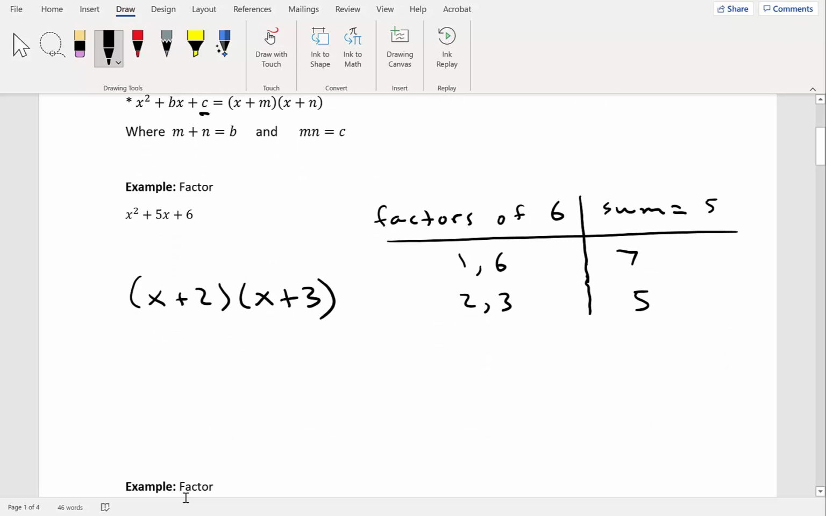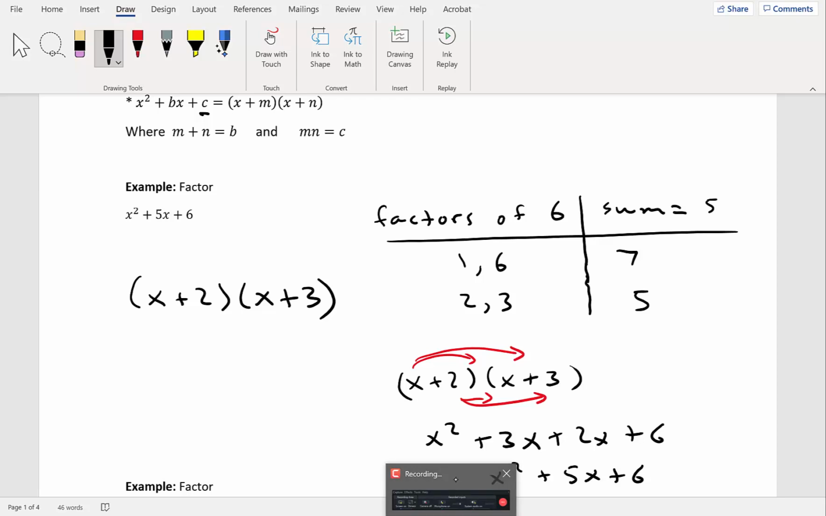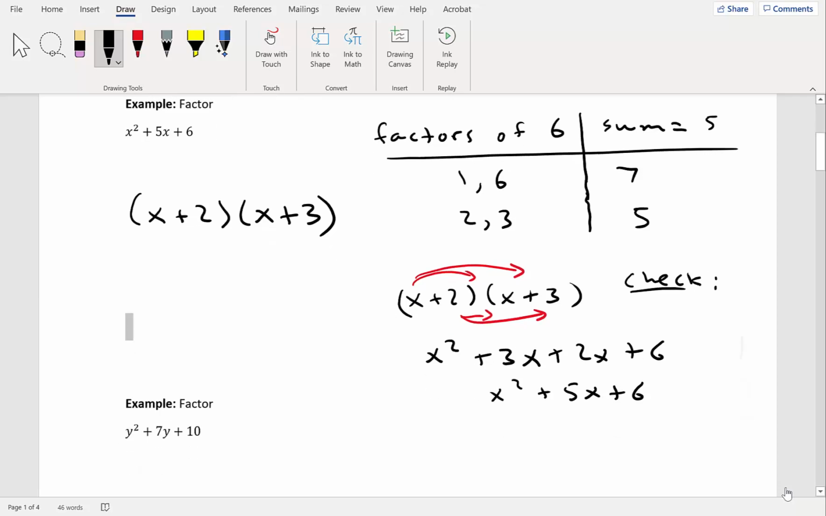And remember, whenever you want to check your solution, you can always multiply it back out. So if I go ahead and multiply this out, I have x times x and then x times 3. So I'm going to distribute out that x. This gives me x squared plus 3x. And I'll take the 2 and distribute that out. So 2 times x, I get 2x, and 2 times 3, I get 6. Now I can combine like terms, and I get x squared plus 5x plus 6, which is exactly what I started off with. So with all these factoring problems, you can always check your solution by multiplying back out. So what we did over here is we checked it.